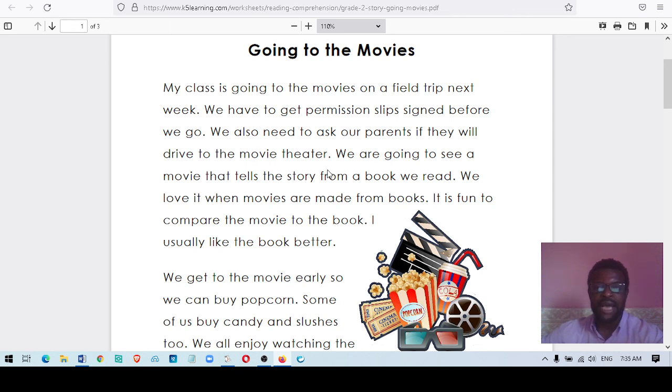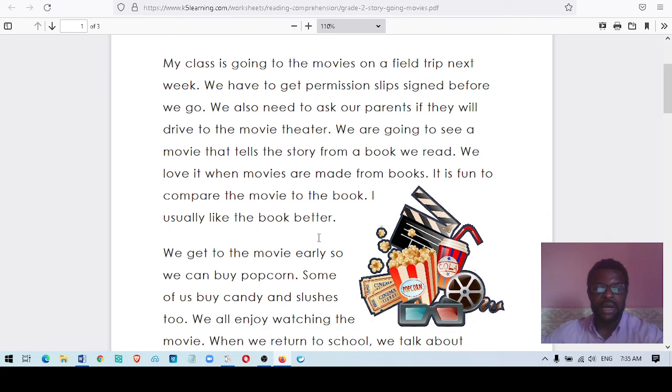We also need to ask our parents if they will drive us to the movie theater. We are going to see a movie that tells the story from a book we read. We love it when movies are made from books. It's fun to compare the movie to the book. I usually like the book better.